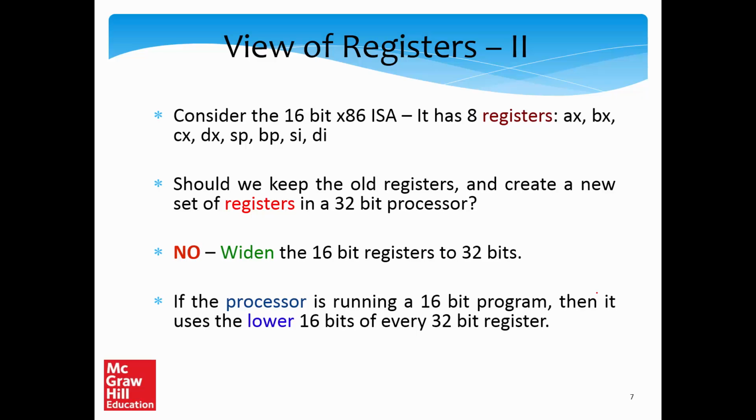So let us consider the 16-bit x86 ISA. The 16-bit ISA had 8 registers. They were called AX, BX, CX and DX, SP, BP, SI and DI. So actually the idea of these registers had come from the 8-bit processor whose registers were of the form A, B, C and D. But in any case, when they made a 16-bit processor, which was way back in 1978, they named the registers AX, BX, CX, DX, SP, BP, SI and DI.